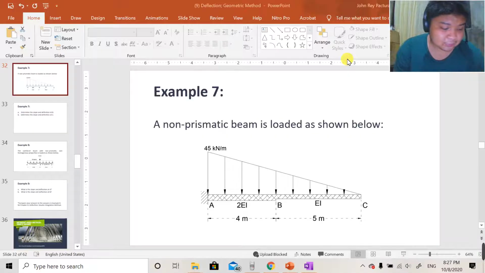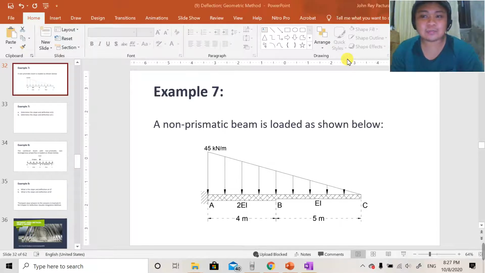So this time, ang pag-uusapan naman natin is this example number 7 na nakikita nyo sa screen nyo. So this is my third example for the application of moment area method for cantilever beams. Kaya lang, ang pinagkaiba nito compared to the first two examples ay this time non-prismatic naman ang pag-aaralan natin. So sige, simulan na natin class yung discussion.